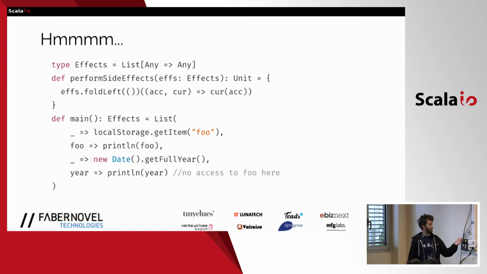So the next effect here is to get the new date, because getting the current year, for example, is not referentially transparent because it could change. It depends on some outside force. And then at the end, we also want to print out. So this is a very, very basic program. But we already see a problem that, for example, we don't have access to foo down there.